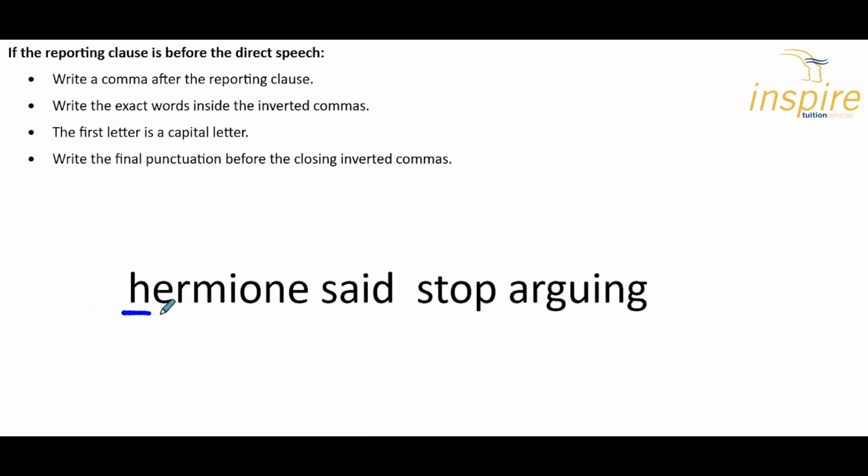If the reported clause comes before the direct speech, this tells us Hermione is speaking. We need a comma after the reporting clause. We then need to open the inverted commas and close them at the end of the direct speech, "stop arguing." Because this is the first thing they say, we need a capital letter for "stop arguing." I think at the end we could have a full stop, but I'm going to make it into an exclamation mark because I think she would sound pretty fed up if she's asking them to stop arguing. We need to go back to the beginning then and start our reporting clause with a capital letter. Hermione said, comma, "Stop arguing!"